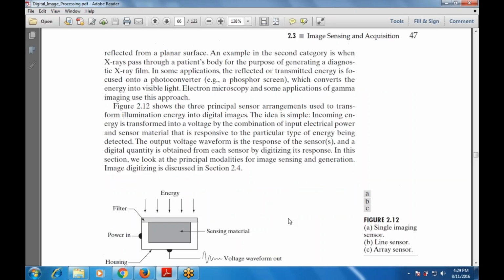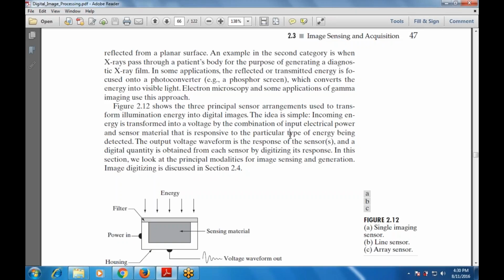This is the figure that shows the three principal sensor arrangements used to transform illumination energy into digital images. The idea is very simple: the incoming energy is transformed into voltage by the combination of input electrical power and sensor material that is responsive to the particular type of energy being detected.